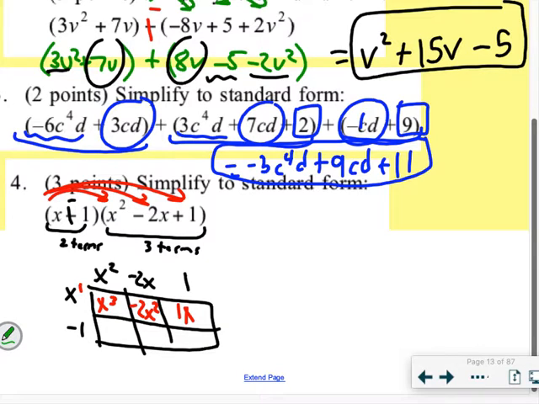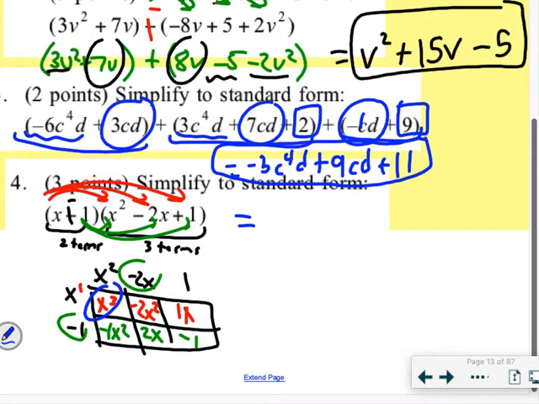And then we distribute the negative 1. A common mistake is people forget to distribute the negative there. So we'd have negative 1x squared, a positive 2x, because that's negative 1 times negative 2x, and a negative 1. Then lastly, I put all these together by combining the like terms.